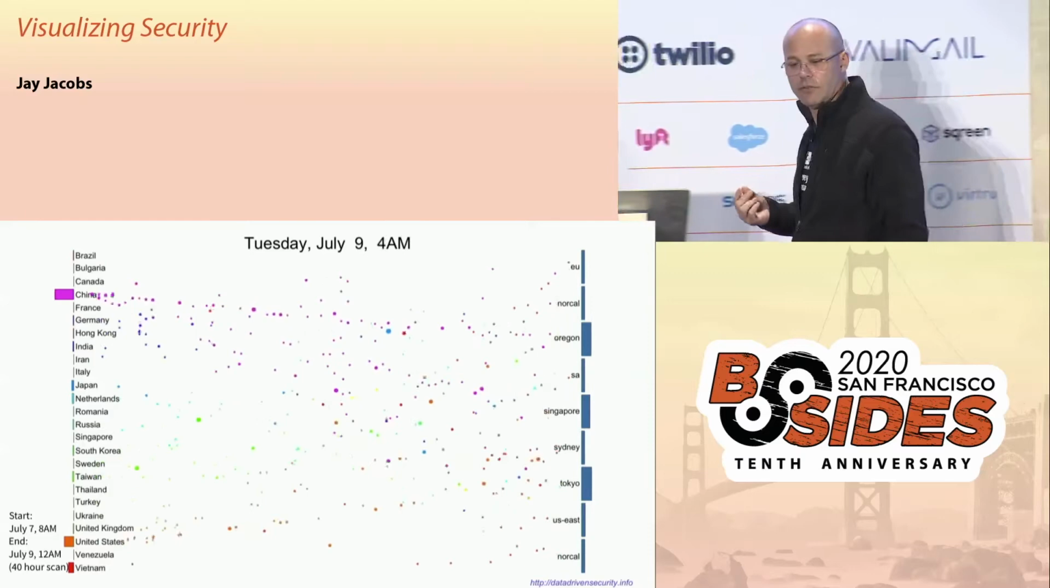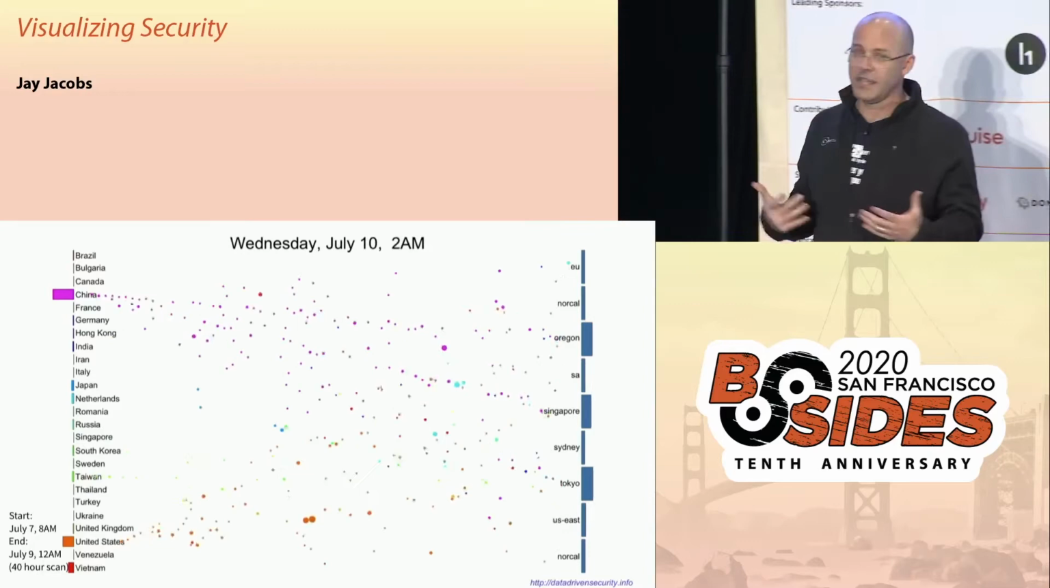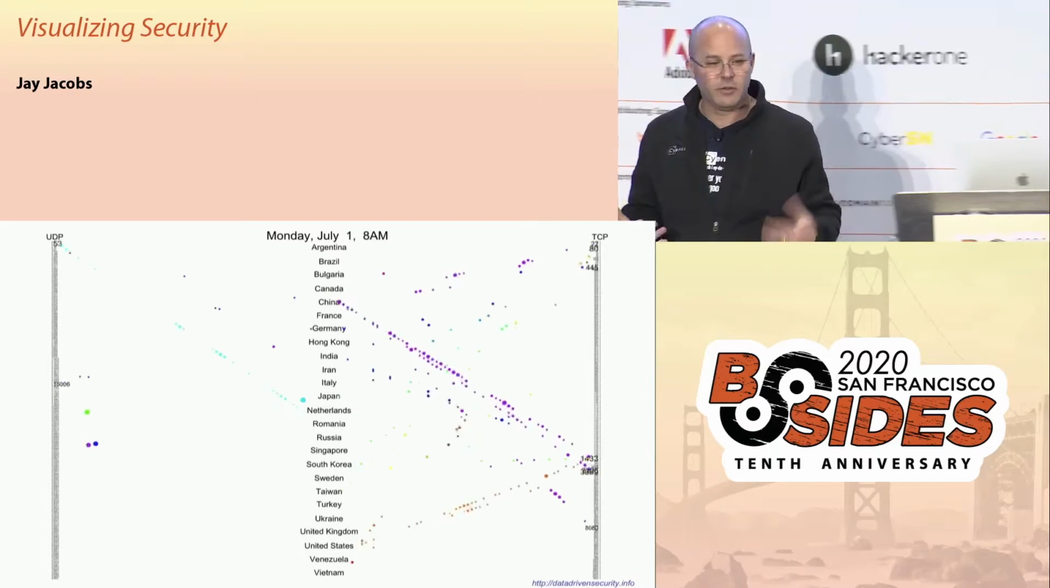This got me wondering, what is going on? To understand what's actually going on, this is a terrible visualization. But it gives you an indication that something is going on, right? So I created this. I broke out the source countries, and I put TCP on the right, UDP on the left. I tried to show the top 200 ports that were being hit.